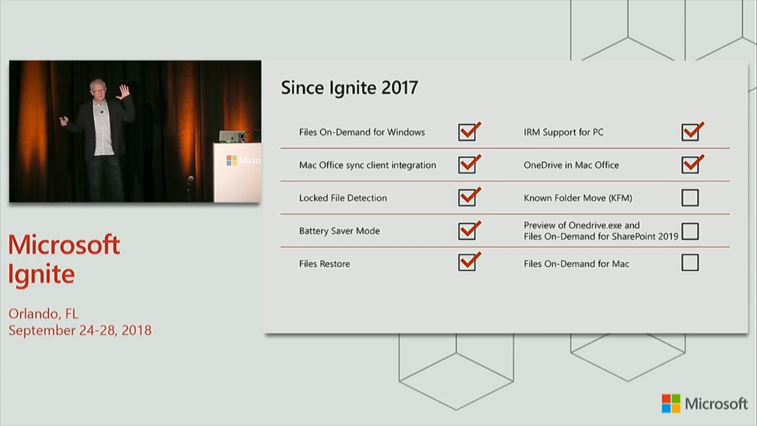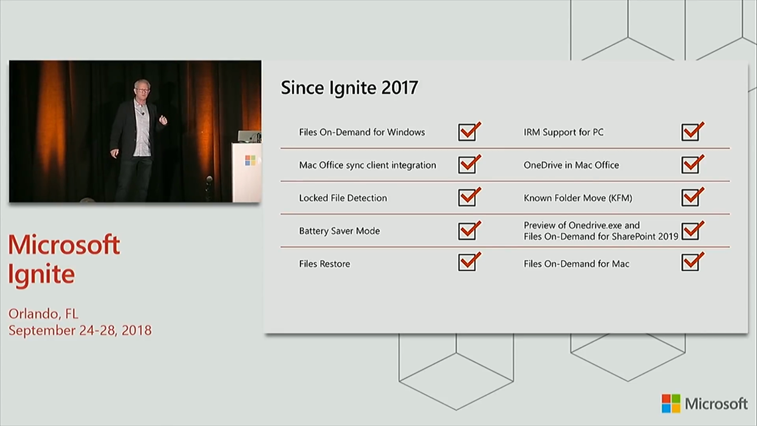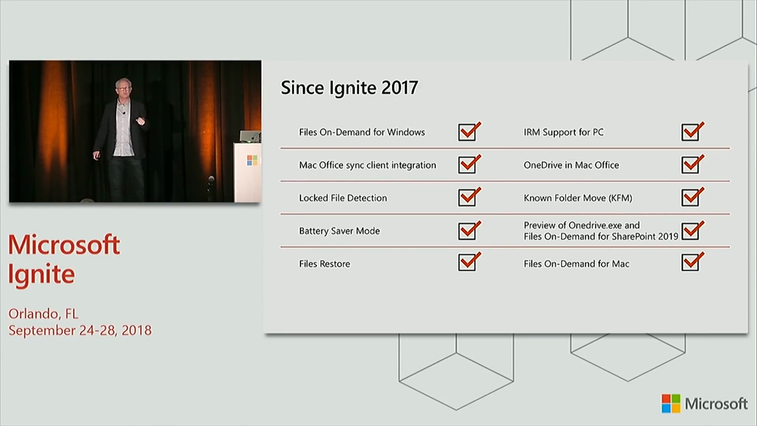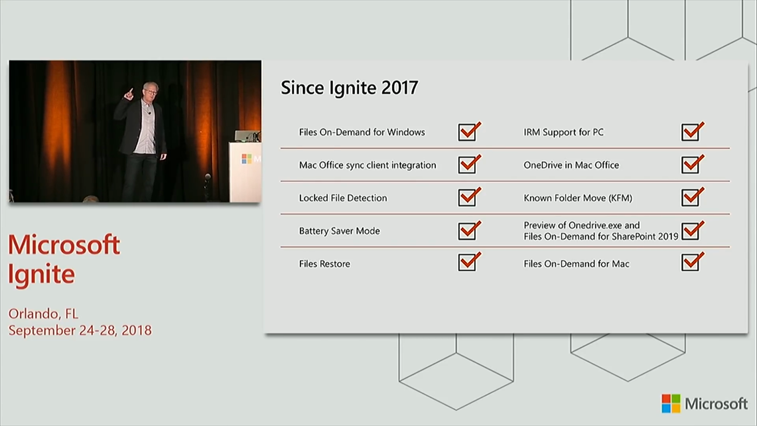And of course, this week we've announced the following three, which is the known folder move. We're bringing that. It's huge. It's a big part of the Windows 7 migration story, as we've talked about, and the deployment story. And we're previewing OneDrive on SharePoint 2019.